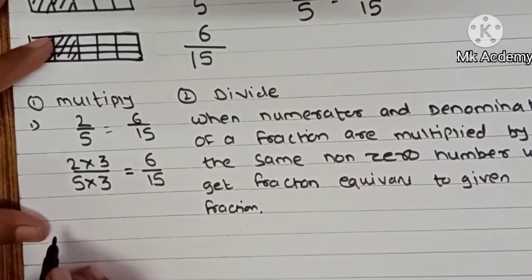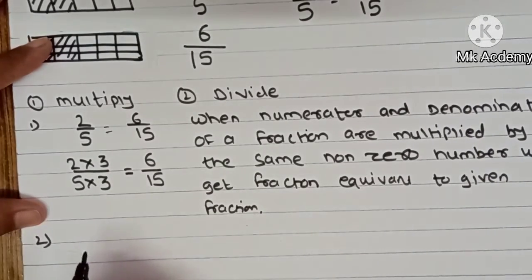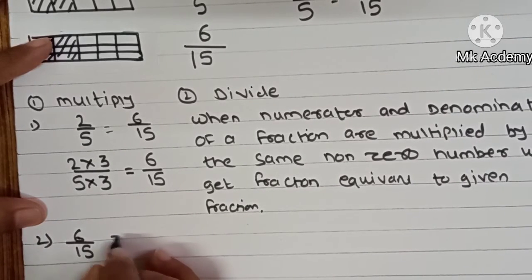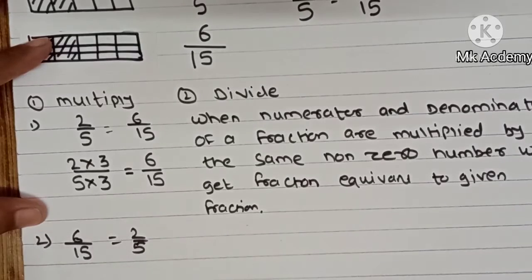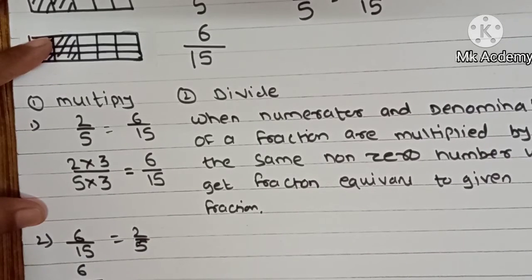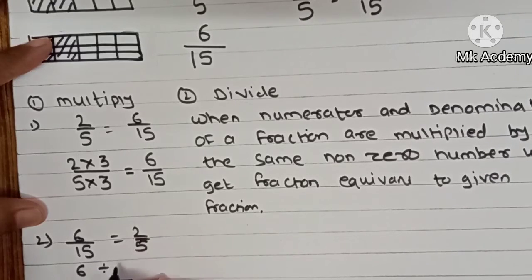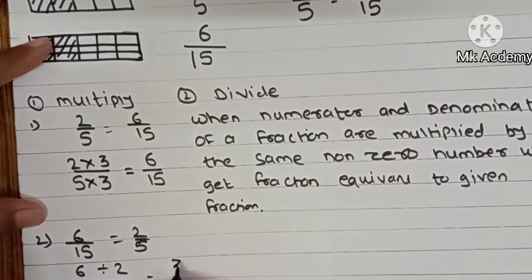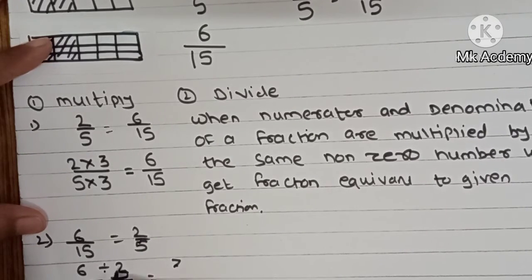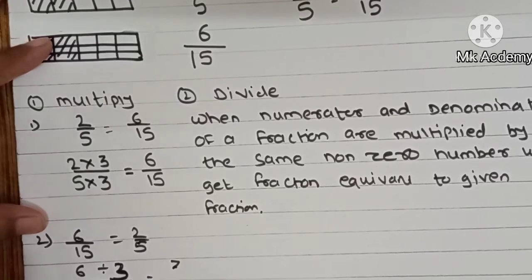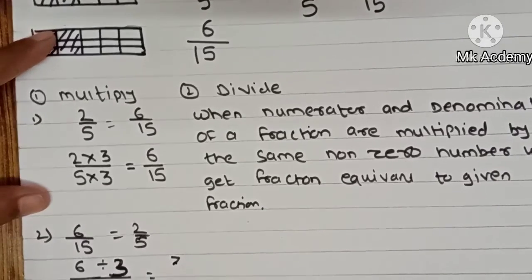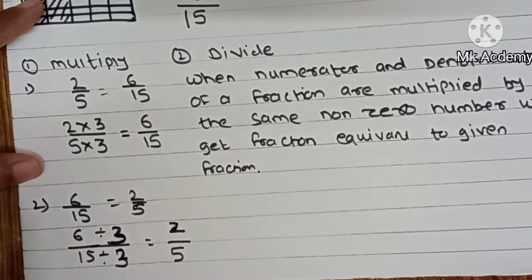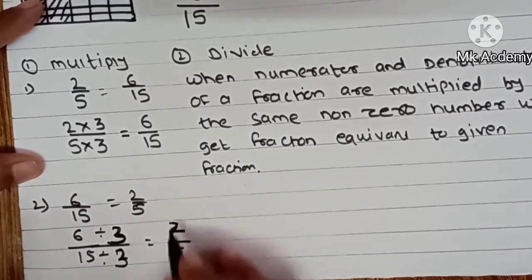Now second, divide. Now see, this fraction 6 by 15 is equal to 2 by 5. If we divide 6 by 15, sorry, we can divide by 3 in numerator and denominator. We can divide by 3 in numerator and denominator. See, then 3 2s are 6 and 3 5s are 15, means we get the same fraction.